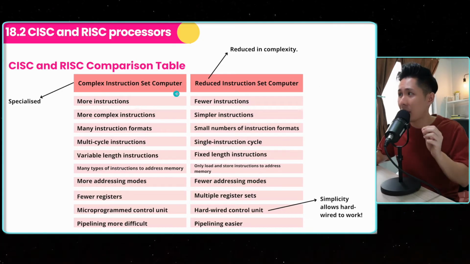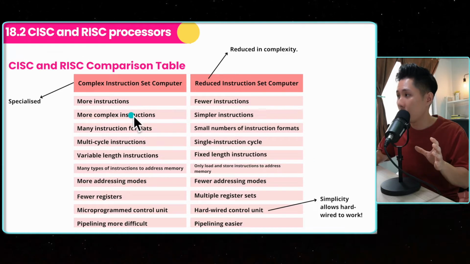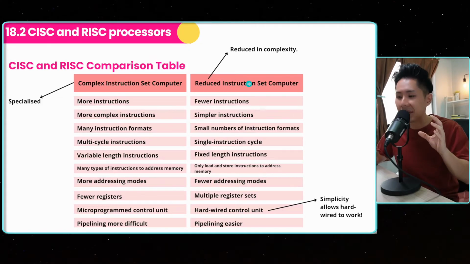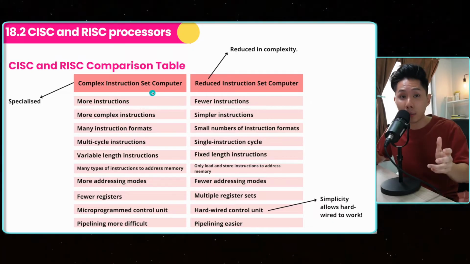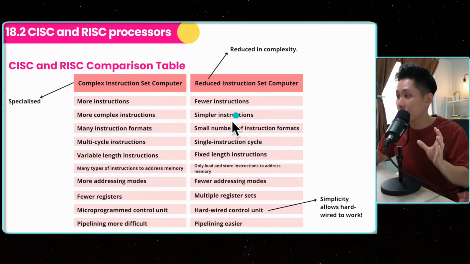And this is how we compare and contrast the two in just one table. More instructions in complex instruction sets, fewer instructions in reduced; more complex, simpler; many instruction formats, small numbers. So you can see that even though the instructions in RISC can't do as much as complex CISC, they're a lot simpler, meaning that it will be easier for the designer of whichever CPU chip uses this to implement it.